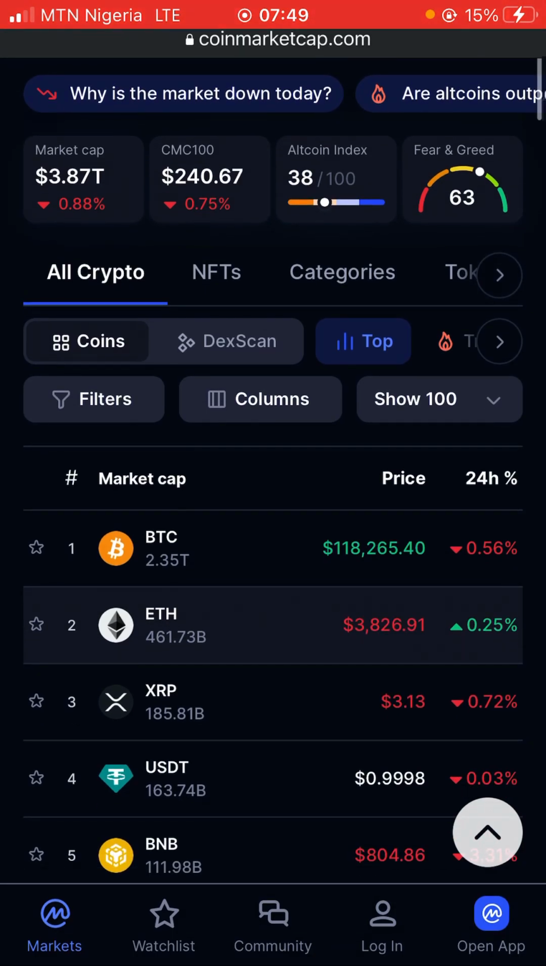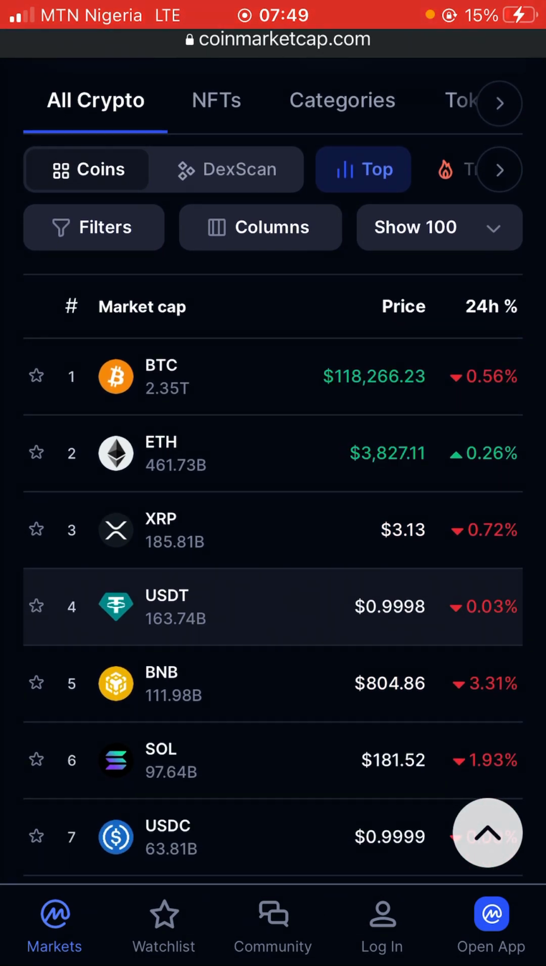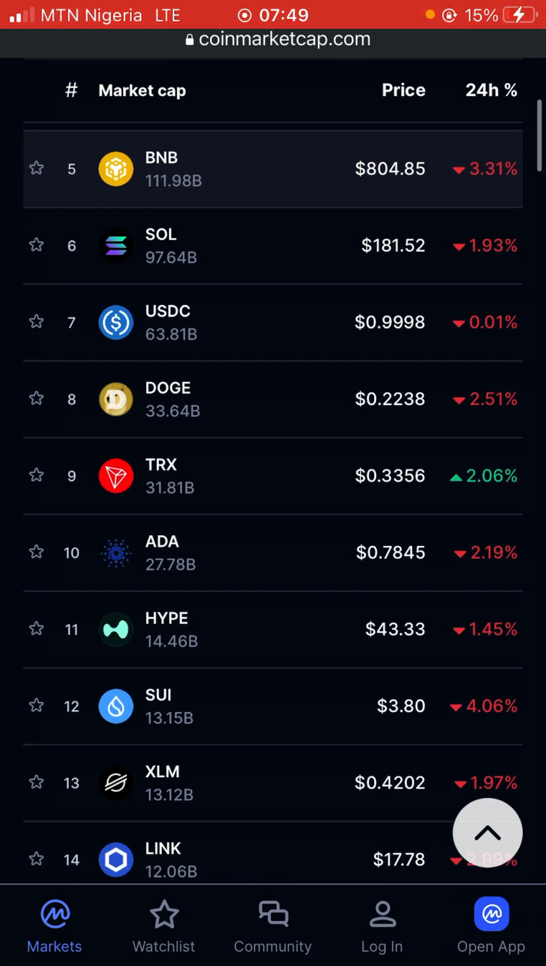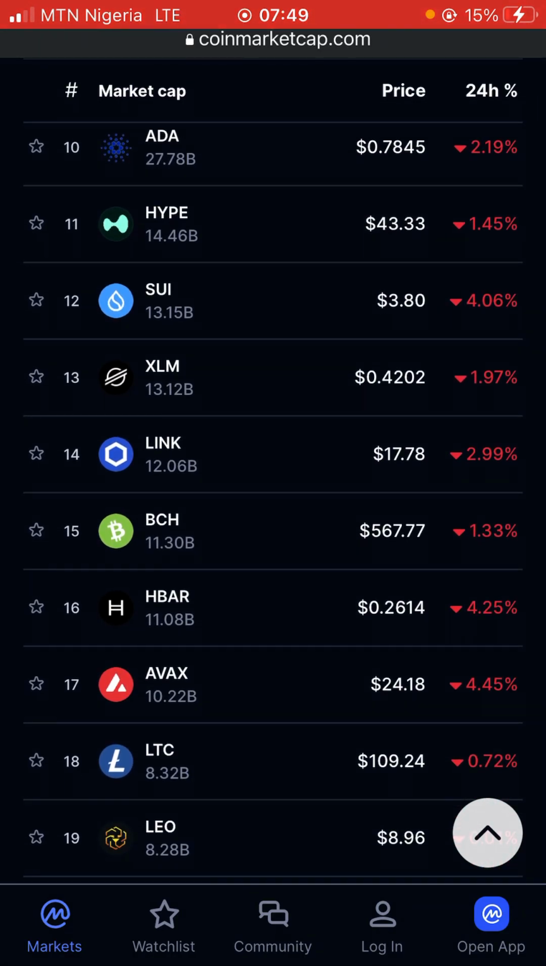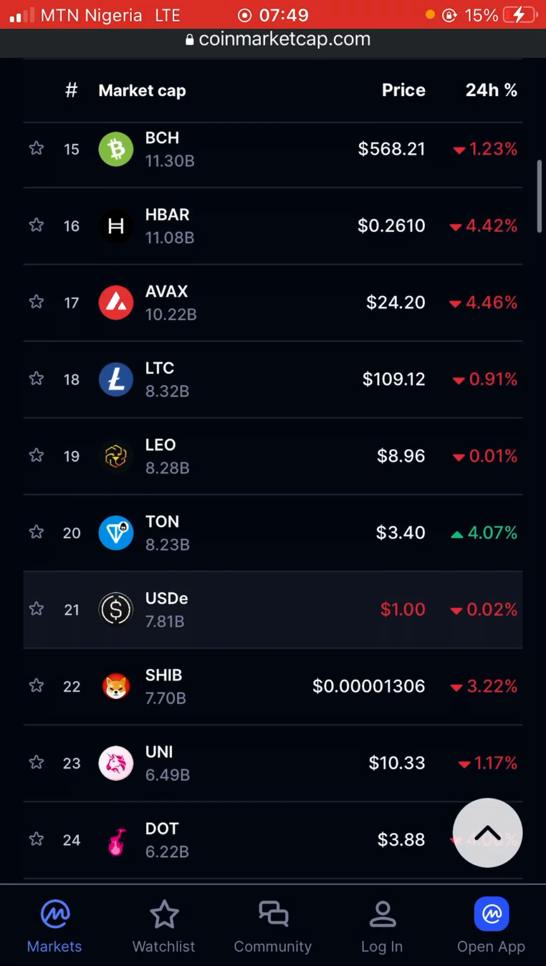Now I'm currently on CoinMarketCap, as you can see, and these are the current prices of different crypto around the world. You can see BTC, ETH, and the rest of them. So we'll be using one of them to make this illustration, or even just for us to understand this. Then thereafter you can go ahead and execute. It is very simple to understand.